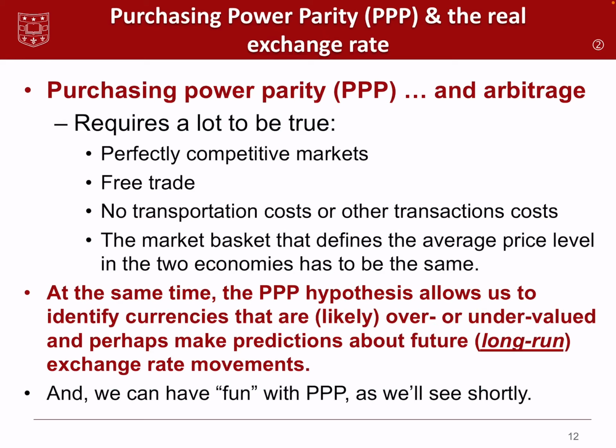So we, first of all, have to have perfectly competitive markets. And we spent some time at the beginning of the semester talking about what those assumptions are and the sense in which they might be more of an ideal than a day-to-day reality. We have to have perfectly free and open trade. So no trade barriers, no quotas, no tariffs, no nothing. And of course, that's patently false. We cannot allow the existence of transportation costs or any other kinds of transactions costs.